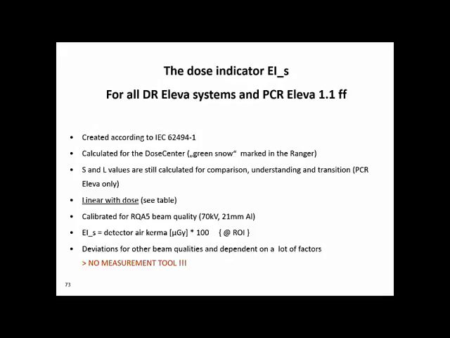Our implementation is we calculate this for the dose center, that means for the region of interest where the green snow is being seen. And the formula for it is this. The exposure index shows at RQA5, which is 70 kV plus 21 millimeter aluminium, at region of interest. It shows under these circumstances the microgray on the detector multiplied with 100. That means for our factory set, for example, which is a 400 film speed system, the target value for this exposure index ideally is 250.